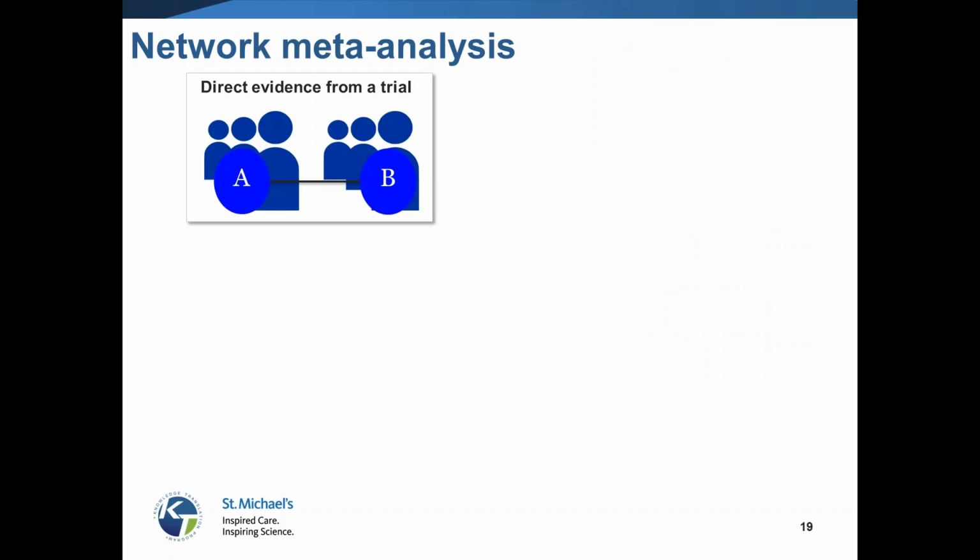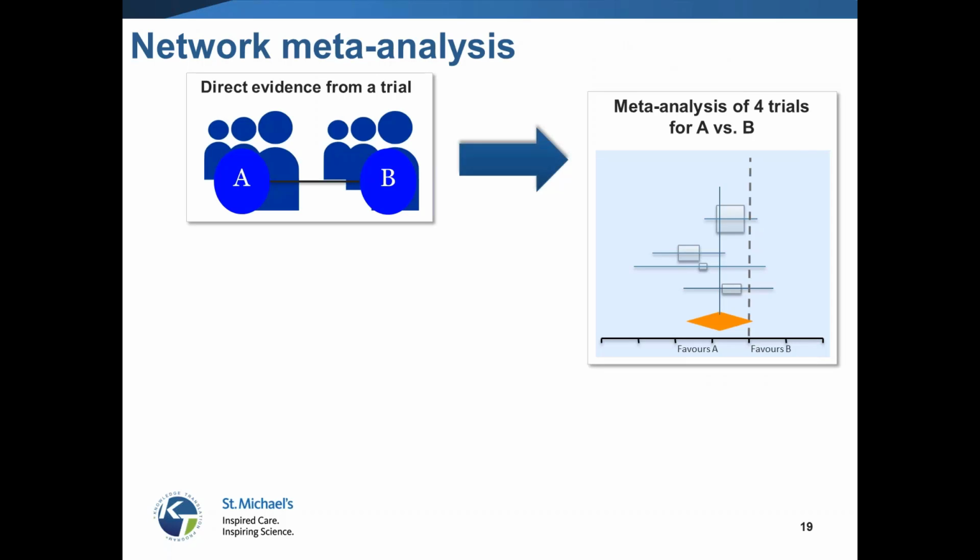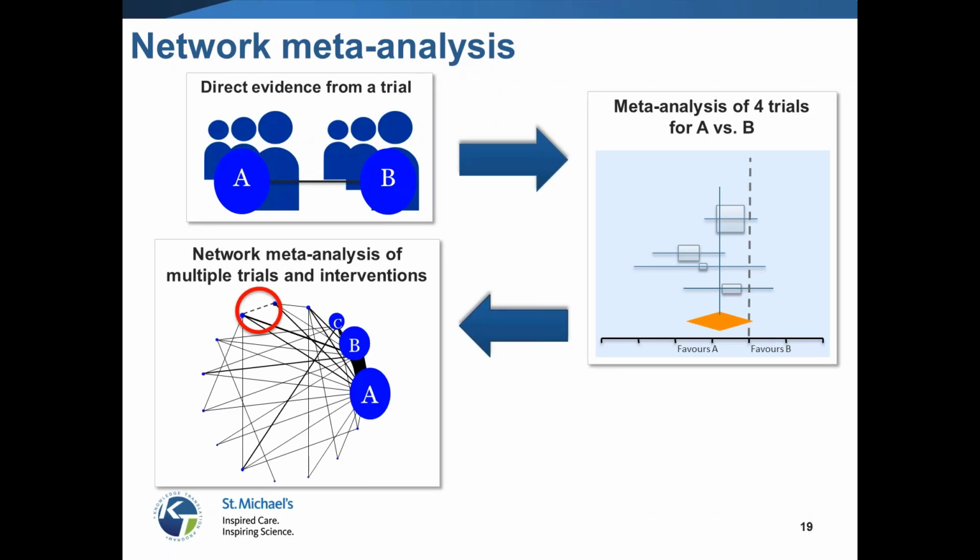So let's say we have a trial where patients are randomized to intervention A and intervention B. We can then do a meta-analysis of 4 trials for intervention A versus B. Again, this is our traditional pairwise meta-analysis. But we can extend this to a network meta-analysis where we have multiple trials and interventions. And if you see here with the red circle, we can actually statistically compare studies indirectly that have never been compared in a head-to-head study. So it's quite powerful to do a network meta-analysis.